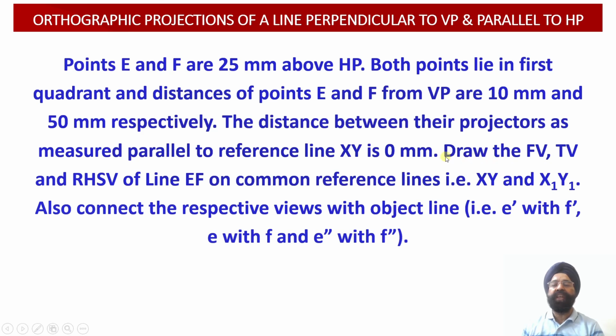So with this information, we are required to draw the front view projections, the top view projections, and the right hand side view projections of the line EF on the common reference lines XY and X1Y1. We will be joining the corresponding views with object lines, that is E dash F dash, and also e and f, the top view projections of the line, and we will be joining the right hand side view projections E double dash with F double dash over here.